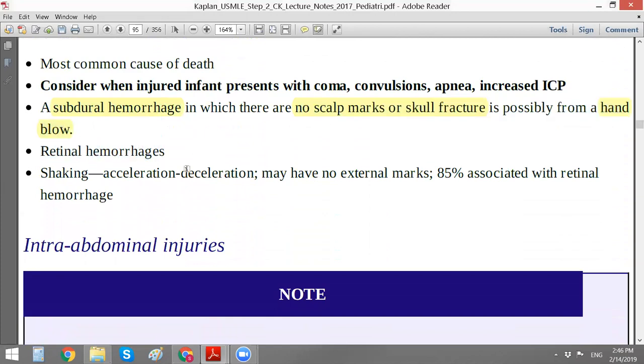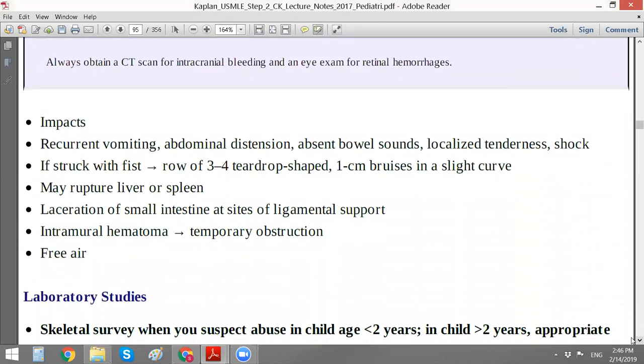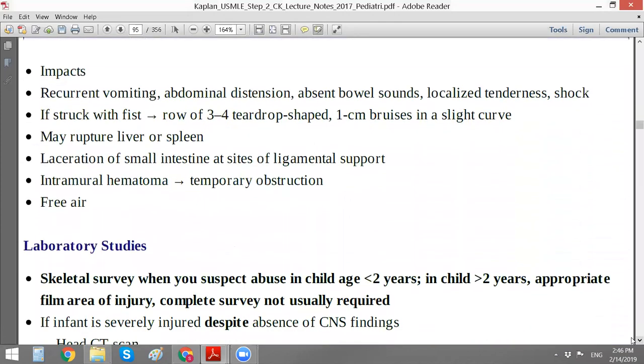Retinal hemorrhage, shaking, acceleration, deceleration may have no sternal mark. 85% associated with retinal hemorrhage. Intra-abdominal injury. Always obtain a CT scan for intracranial bleeding and an eye exam for retinal hemorrhage impacts.